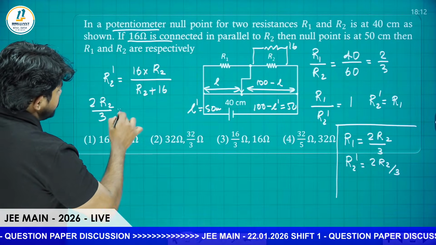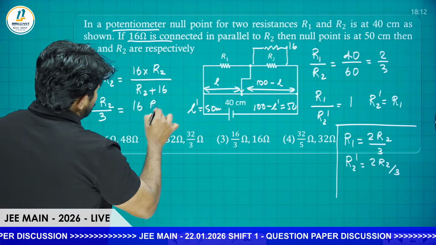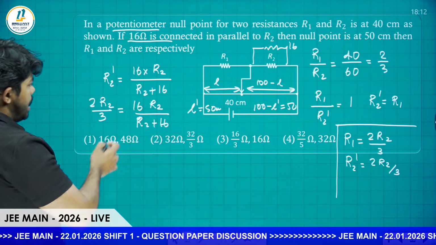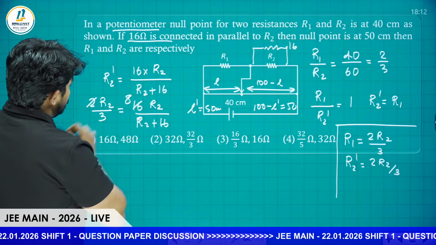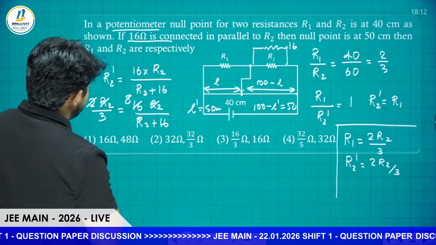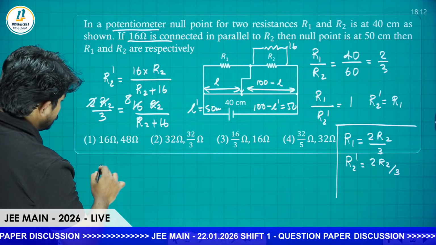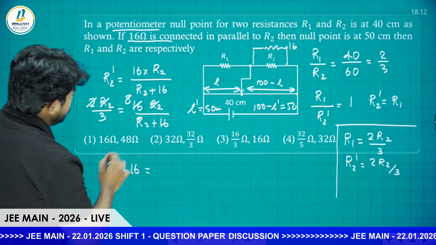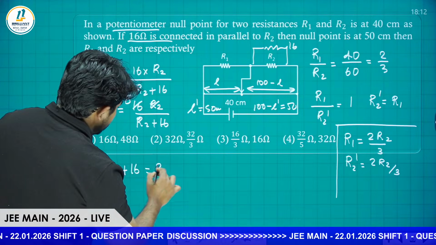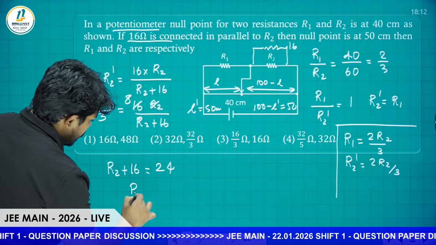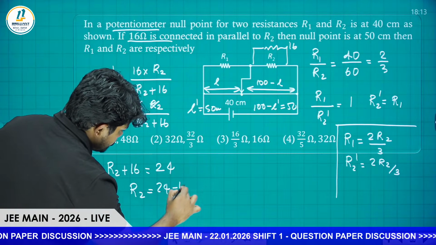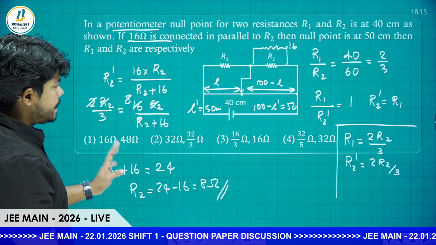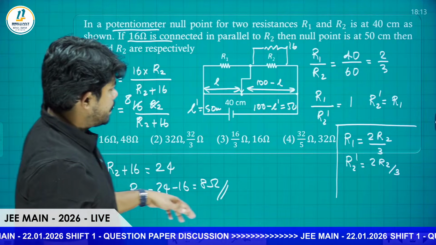2R2 divided by 3 is equal to 16R2 divided by R2 plus 16. Now R2 can be cancelled. That reduces to R2 plus 16 will be equal to 24. So what is R2 then? 24 minus 16, that will be 8 ohm. So R2 we got as 8.